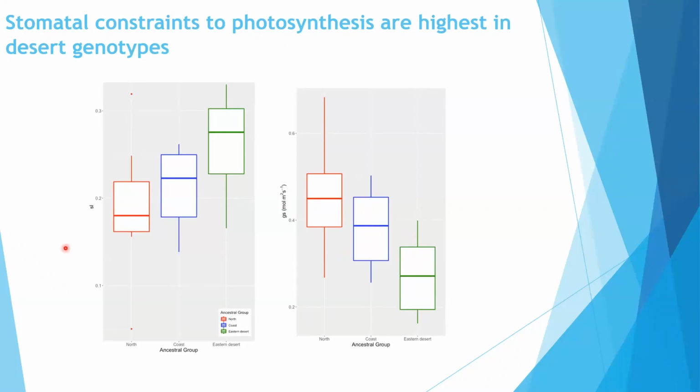Another trait, SL, is stomatal limitation. This is basically modeling the extent to which the behavior of the stomata is impacting photosynthesis. We can see, again, an obvious trend. In desert varieties, where stomatal conductance is reduced, they're limiting photosynthesis more.